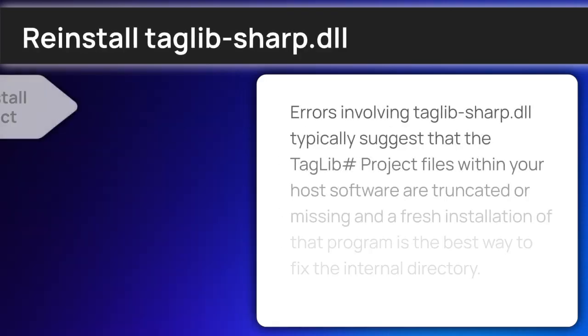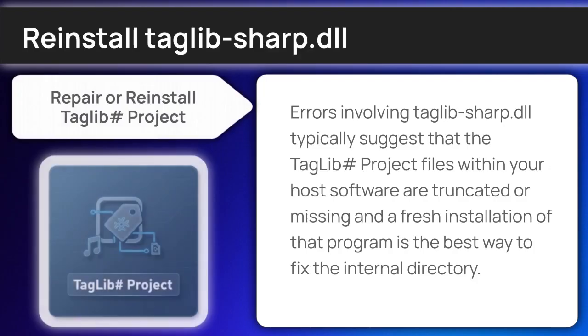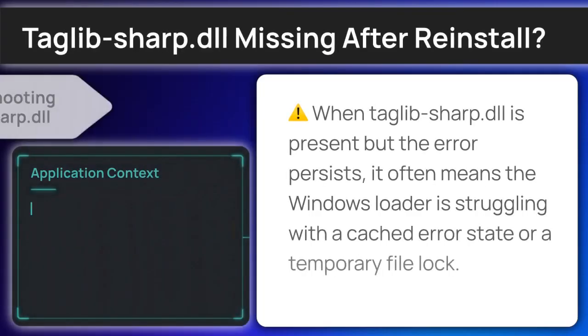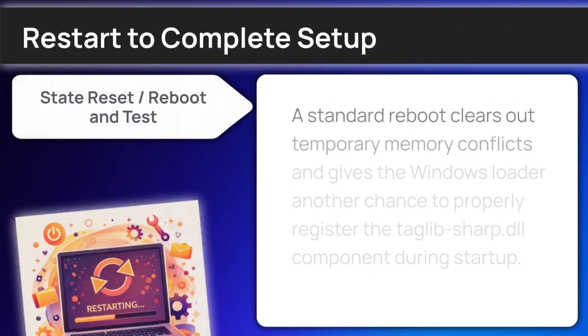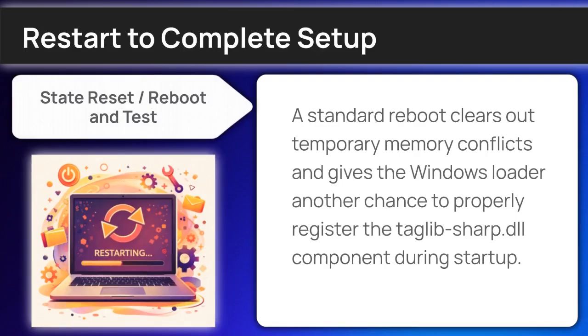Errors involving Taglib-sharp library DLL typically suggest that the TagLib project files within your host software are truncated or missing, and a fresh installation of that program is the best way to fix the internal directory. If you're still stuck after the reinstall, our next priority is to check for any active blocks in the system path. A full system restart clears the temporary memory cache and allows Windows to attempt a fresh initialization of all required libraries, including Taglib-sharp library.